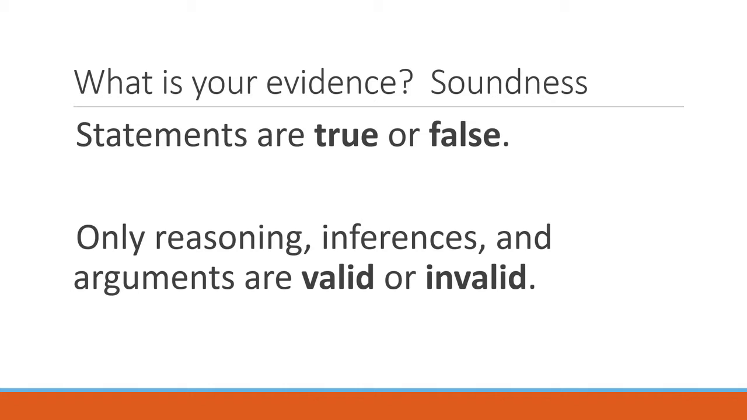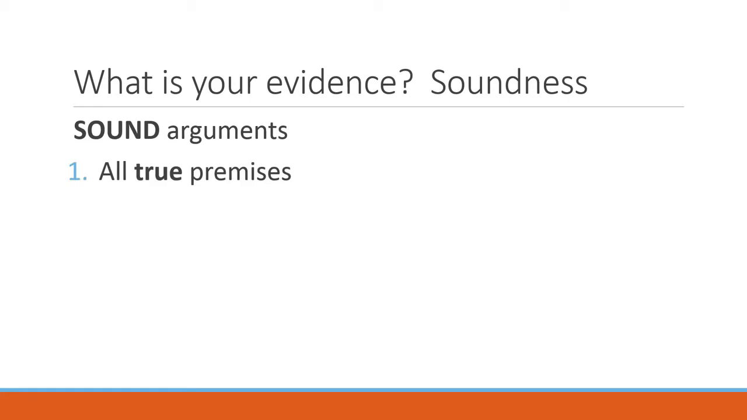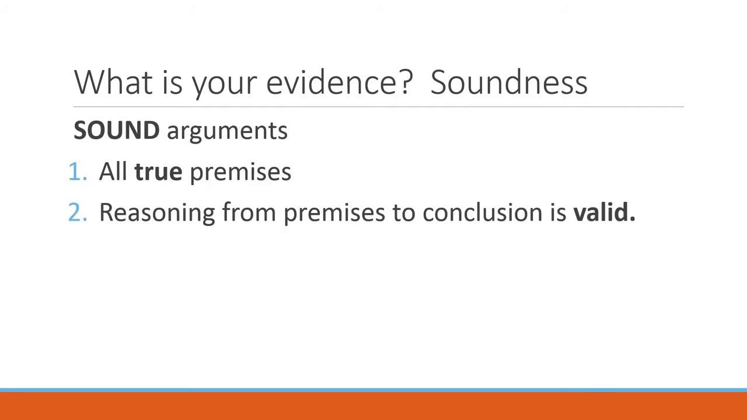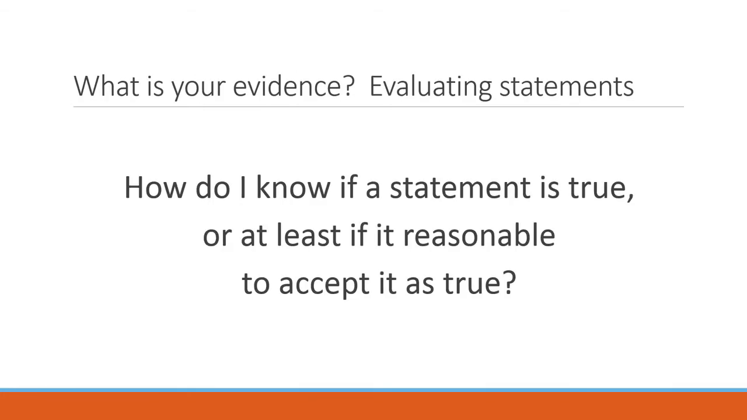So for the rest of this lesson, we are going to focus on the other aspect of sound arguments, that they have all true premises. So sound arguments have all true premises, and the reasoning from premises to conclusion is valid. For now, though, for the rest of today, we're just going to focus on the feature that it has all true premises. So the next question we have to ask is, how do I know if a statement is true? Or at least, how do I know if it's reasonable to accept the statement as true?